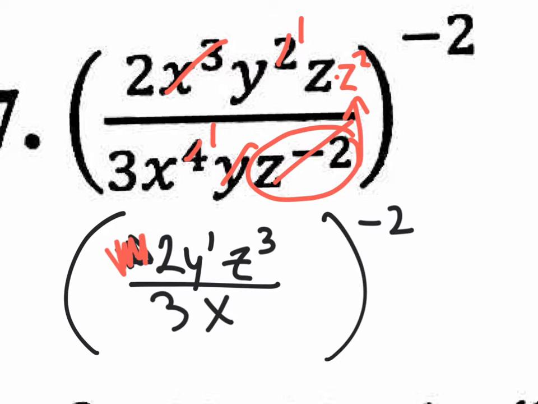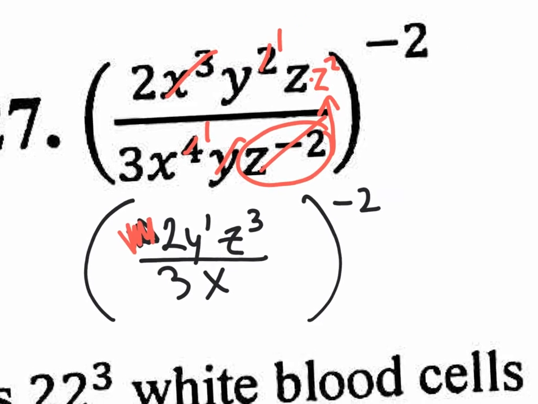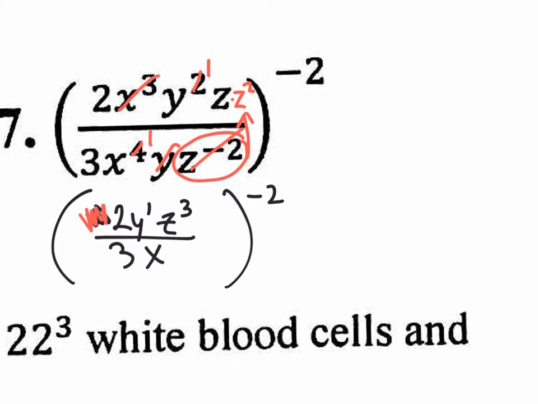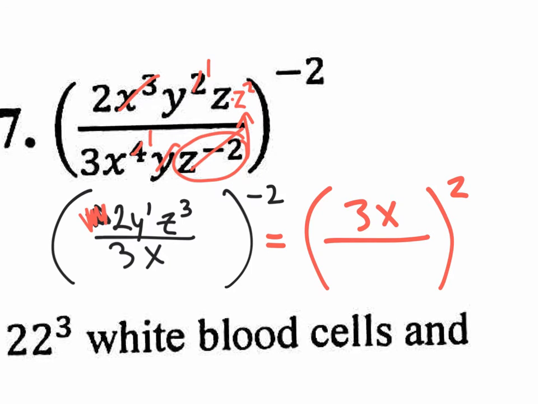Distribute the negative 2 and then flip, or flip and then distribute? Flip, then distribute? That's what I would do. So what I want to do is I want to rewrite my expression, but instead of a negative 2, I want to make it a positive 2. Now, why is that? Because I'm going to flip the fraction. Okay, so I'm going to flip and then distribute. You could distribute and then flip. It's up to you. I'm going to flip and then distribute. So I really have a 3x on top and a 2y z to the third on the bottom. So I flipped. Now I'm going to distribute.